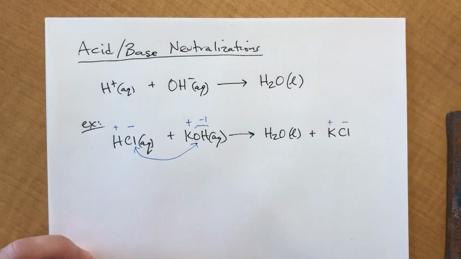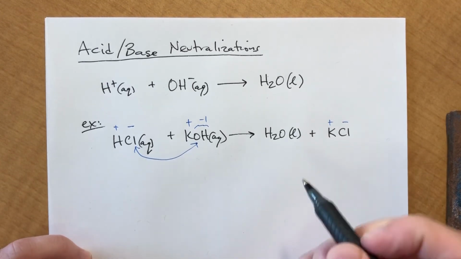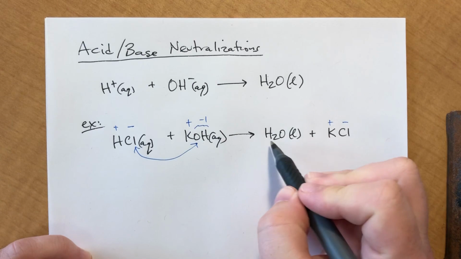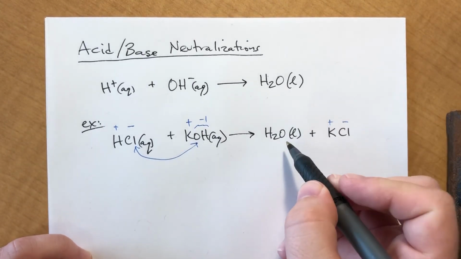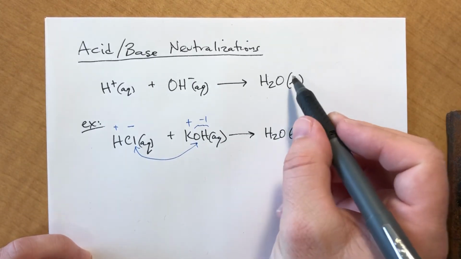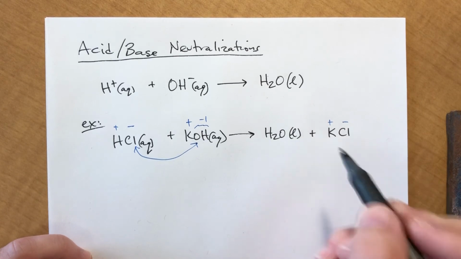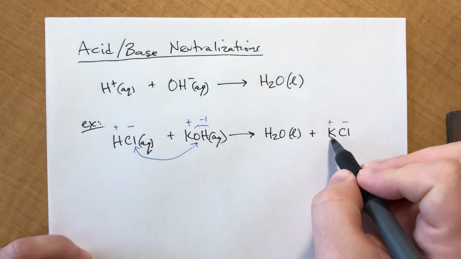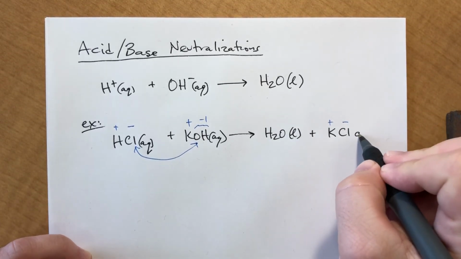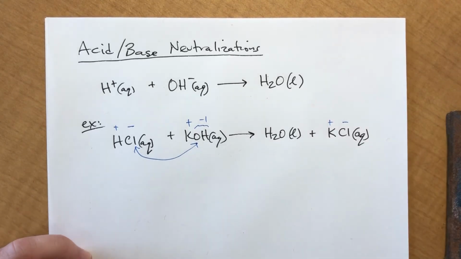Now we do the aqueous, solid, liquid, gas thing. Water is the liquid in this. We already know that. We don't even have to worry about the solubility rules. Anytime you see water in this, just leave it as liquid. KCl, K is always aqueous, Cl is usually aqueous. This thing is very definitely aqueous.